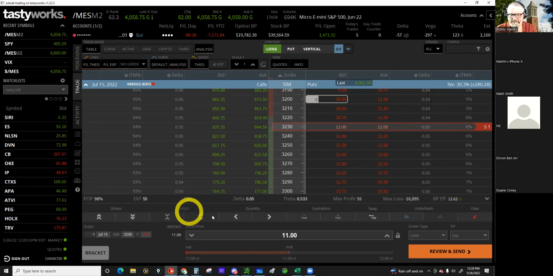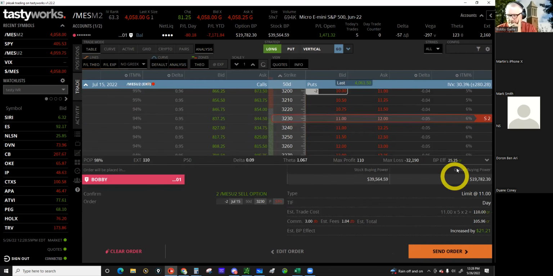And everybody sees that's a bullish trade, right? Selling two of these. Bullish, bullish, bullish. You can't get any more bullish than that. Now check it out. Buying power is giving me a credit on selling two naked puts. Why? Well, it's because the Tastyworks risk management team realizes, hey, old Bobby's short here, and it wouldn't hurt him to have a few positive deltas. So they're going to reward me by increasing my buying power by $21.21.